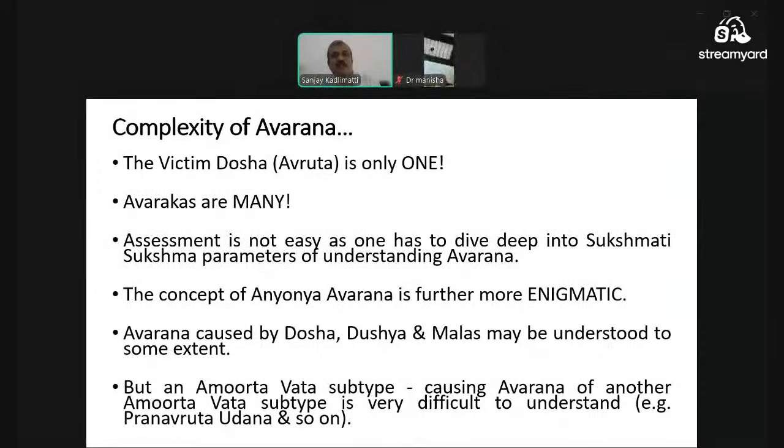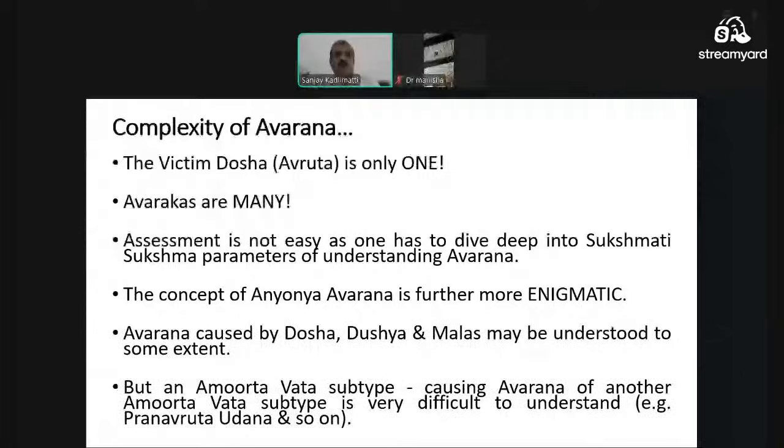Assessment of avarana is not at all easy because one has to dive deep into the sukshma parameters, the minutest parameters, and then understand avarana. And even after diving deep into the sukshma parameters, sometimes the assessor fails to understand exactly because vata is chanchala. It has anavastita guna. It behaves weirdly. You cannot expect it to happen like this only. That is why Avarana is a very complex pathology happening inside the body.